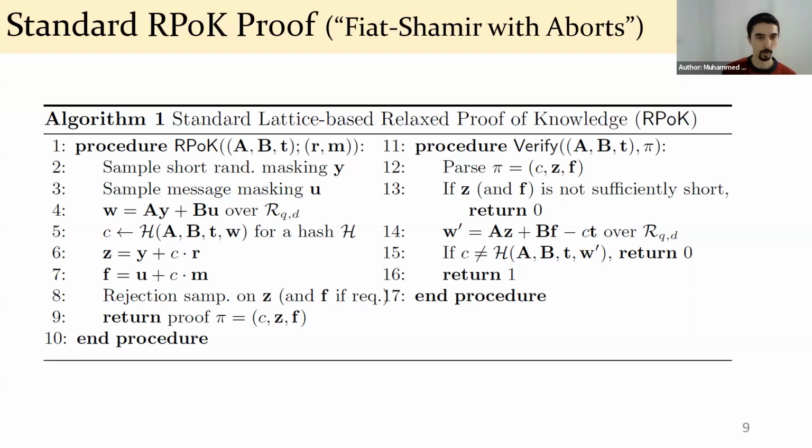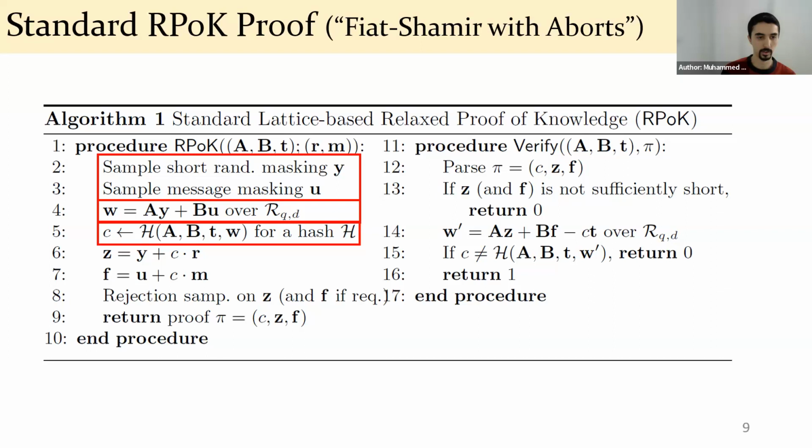I'm not going to go through each step one by one, but if you are familiar with the Schnorr identification protocol, this is very similar to that, or the Schnorr signature. We sample some masking values, which need to be short in the lattice setting. We commit to this value. We generate a challenge using the hash function, and we generate a response by linearly combining the masking value plus the challenge times the secret witness. Additionally, in the lattice setting, we need to do some rejection sampling, and then we just output the response together with the challenge.